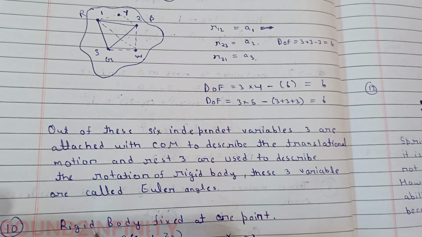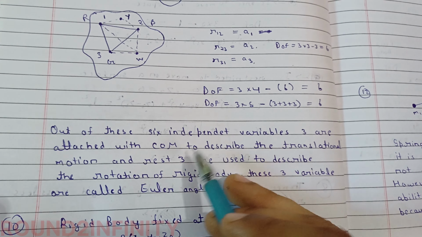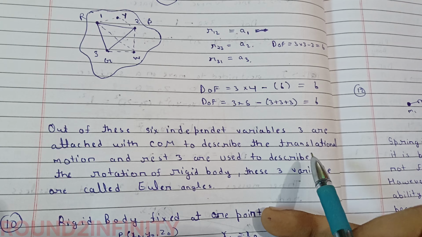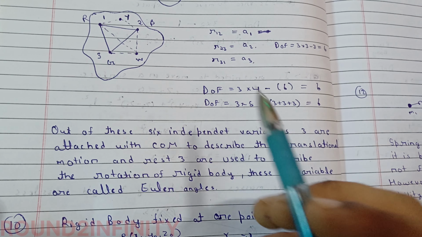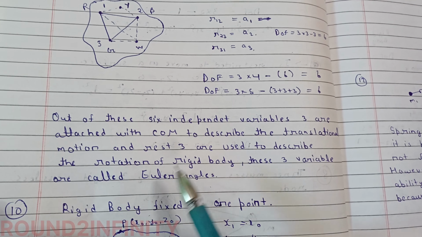So remember this. Out of these 6 independent variables, 3 are attached with the center of mass to describe the translational motion. So 3 are associated with the center of mass of this whole system. And the rest 3 are used to describe the rotation of the rigid body.